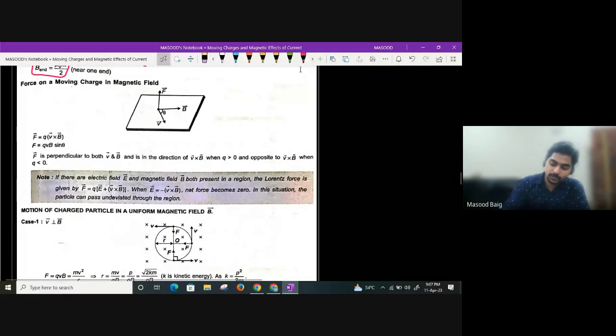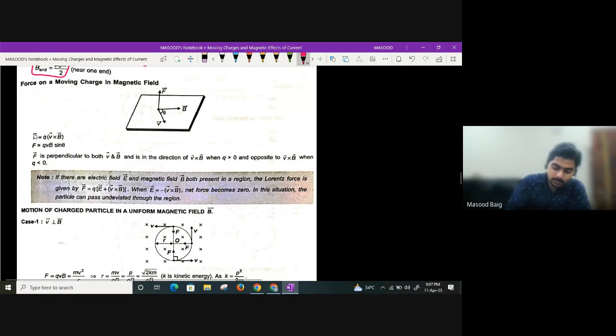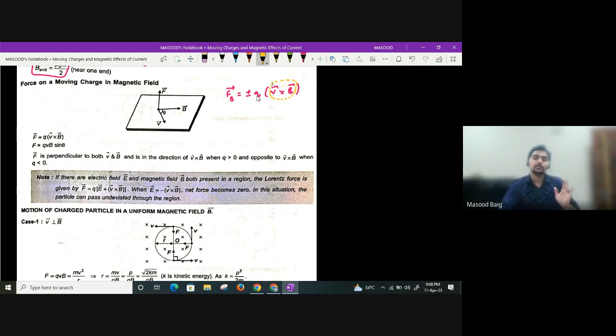So that force will be given as, here simply they have given Q into V bar cross B bar, guys. But I will say the magnetic force will be given as plus or minus Q into V bar cross B bar. So the magnetic force is definitely going to be in the direction of V bar cross B bar if the charge is a positive charge. If it is a negative charge, guys, then it will be opposite to the direction of V bar cross B bar. How to find A cross B? You have understood or not, guys?